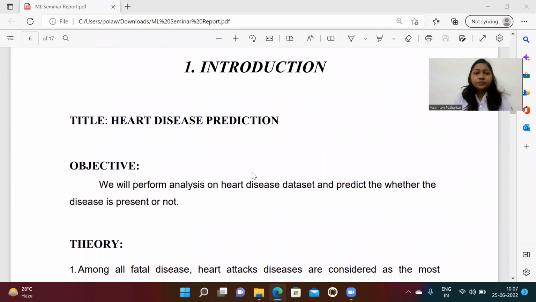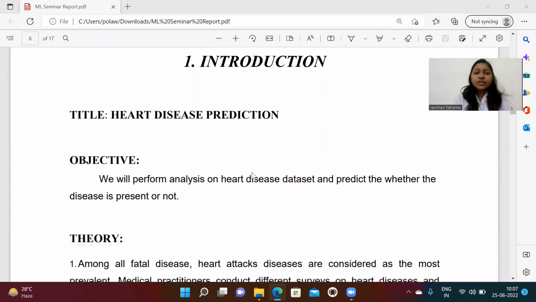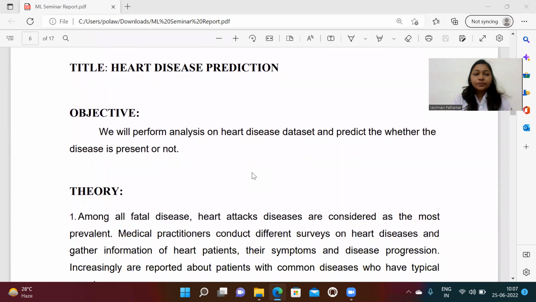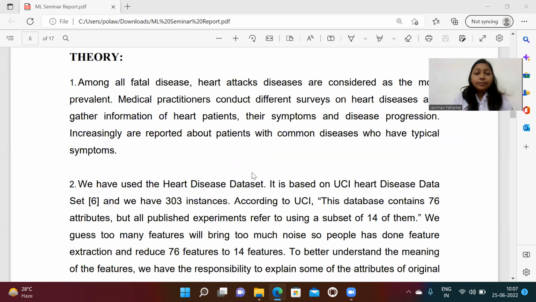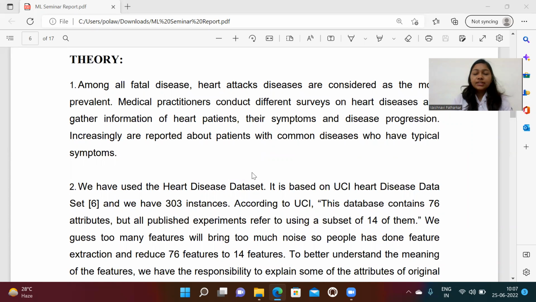Then introduction. Our project objectives are: we will perform analysis on the heart disease dataset and predict whether the disease is present or not. So in the medical industry, among all diseases, heart attack disease is considered the most prevalent and has high cases, to gather information about the disease, symptoms, and progression. Medical practitioners conduct different surveys and report about patients who have typical symptoms.